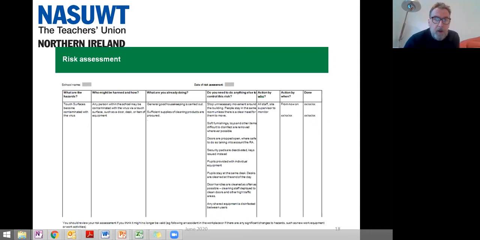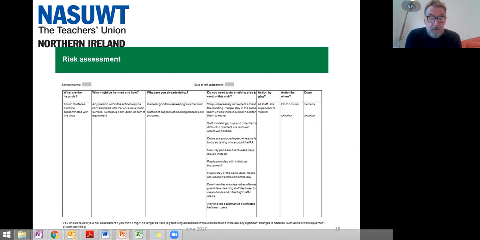Who might be harmed or how? What are you already doing? Do you need to do anything else to control the risks? Action to be taken by who? Action by when, and done. So you've got an example there of a specific risk assessment document. A specific issue in the risk assessment process around limiting transmission of the virus in schools or colleges will be dealing with the touch surfaces.